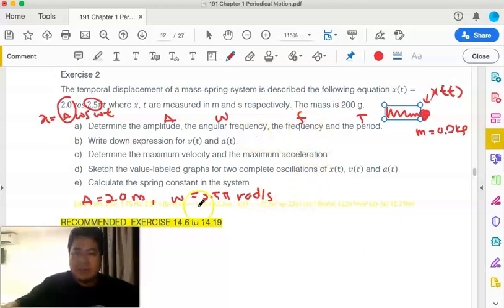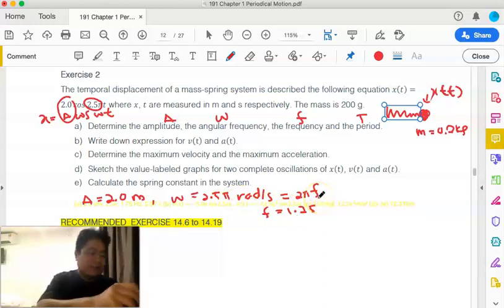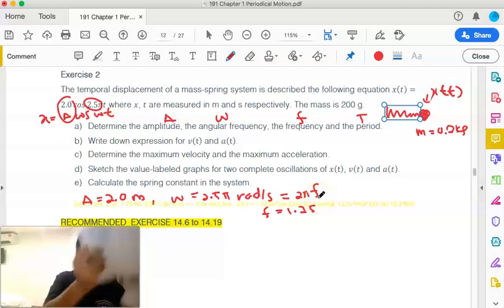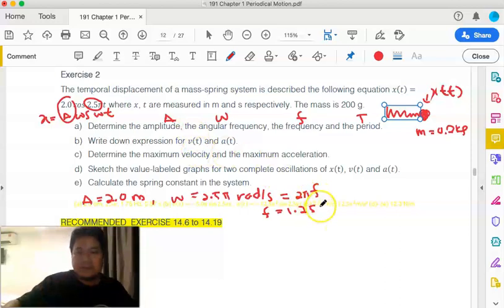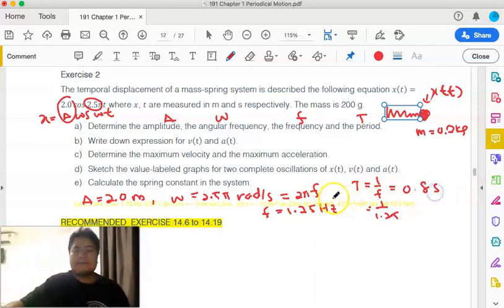And what is the frequency? Omega equals 2 pi f, so by this equivalency you get the frequency is 1.25 hertz. Since we have the frequency, the period is 1 over f, which is 1 over 1.25. You will get about 0.8 second.